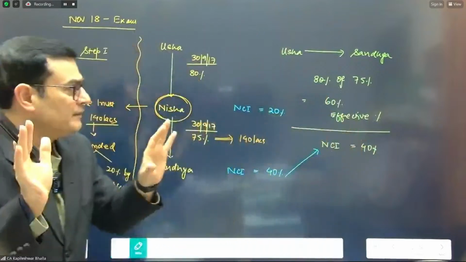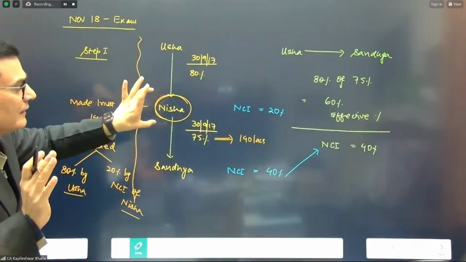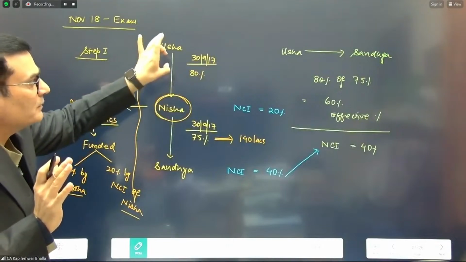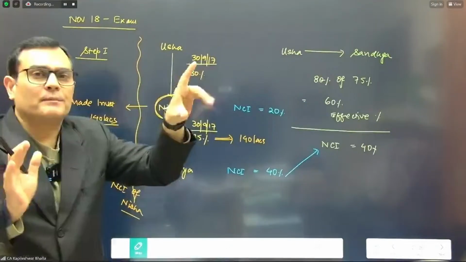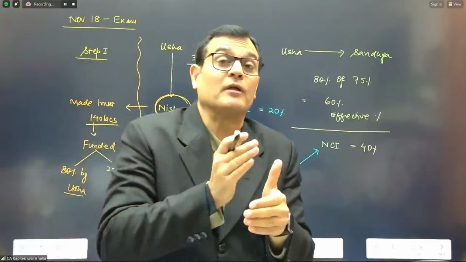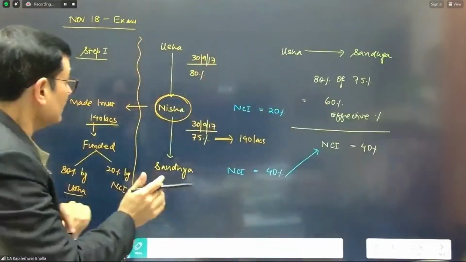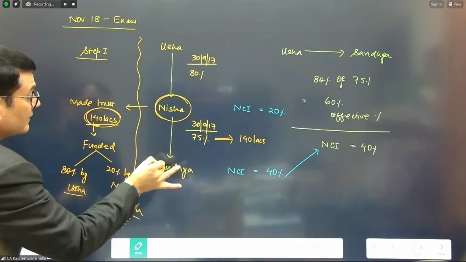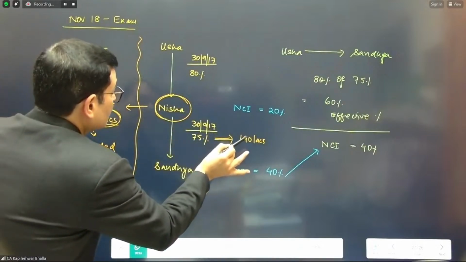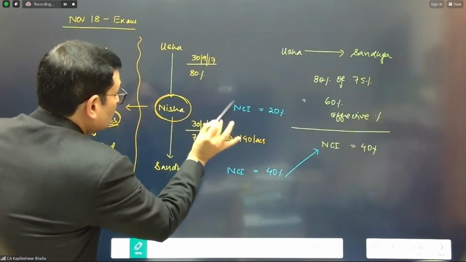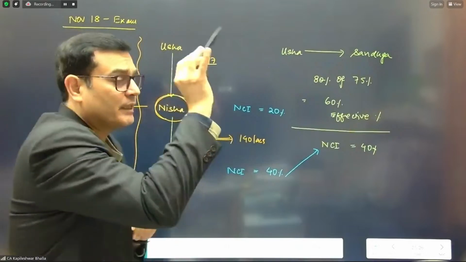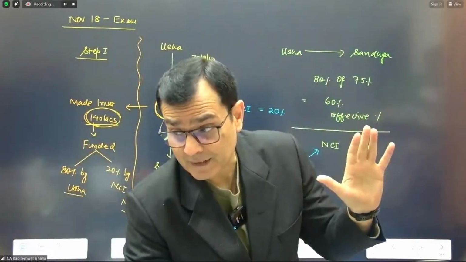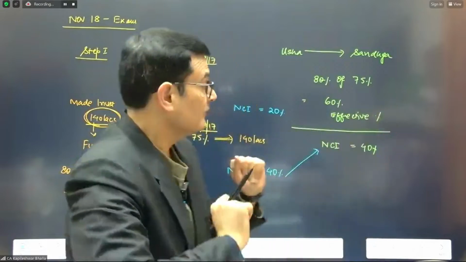Correct? So in this particular case, we need to understand that his money is coming 80% by the parent and 20% is coming from the NCI. Therefore, I made it very clear that in this particular case, whatever investments he made in this company, the funding of this is 80% done by Usha and 20% is done by NCI. Okay, now please keep this in mind and let's take it further.